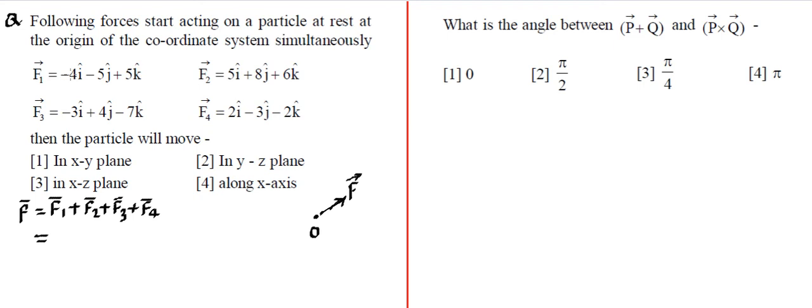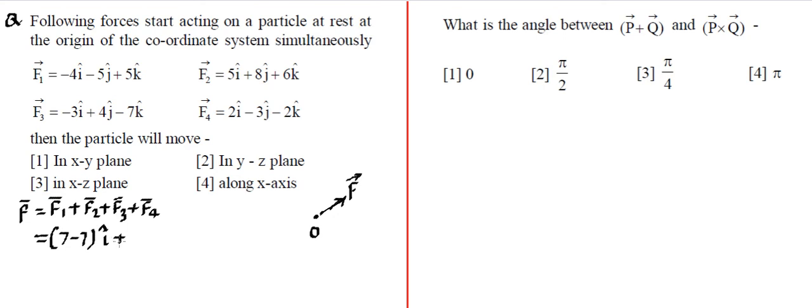So it's going to be -4 and -3, they will make -7, and this is 5 plus 2, that's going to be +7. So the first term is going to be 7 minus 7. Can we say this i coefficient is going to be 0? So 7 minus 7 i cap.